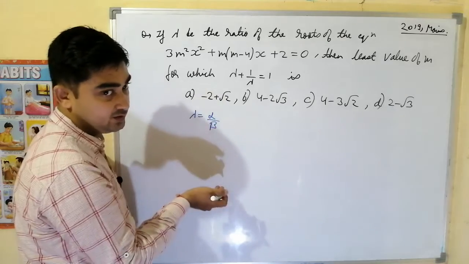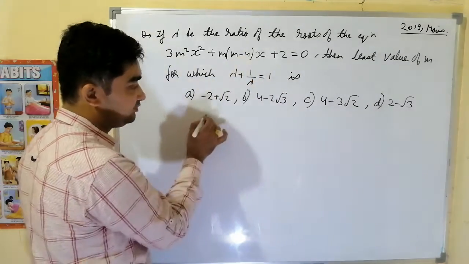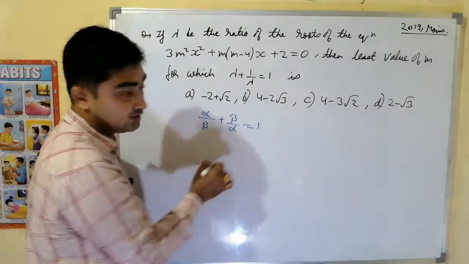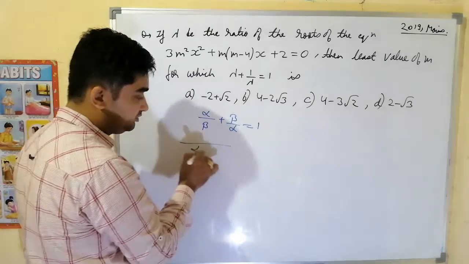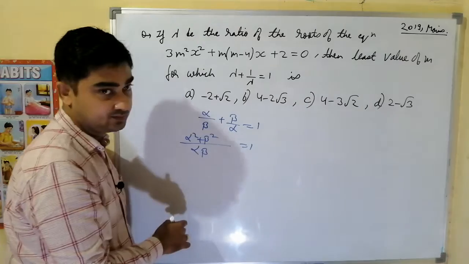It is beta by alpha, the reciprocal of this. Then what we have to do? Lambda plus 1 by lambda should become 1. That means alpha by beta plus beta by alpha should become 1. We can take the LCM, it will become alpha square plus beta square, which should become 1.